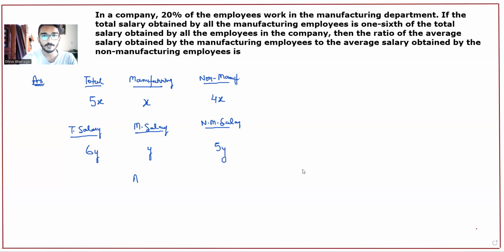Now we have to find the average of the salaries, the average of the salaries by the manufacturing department. So average is taken out by sum divided by total employees. Sum is y. Employees are x. So this is the average.